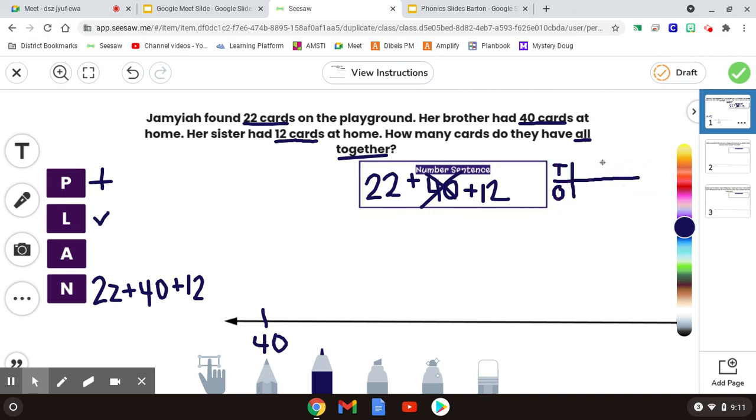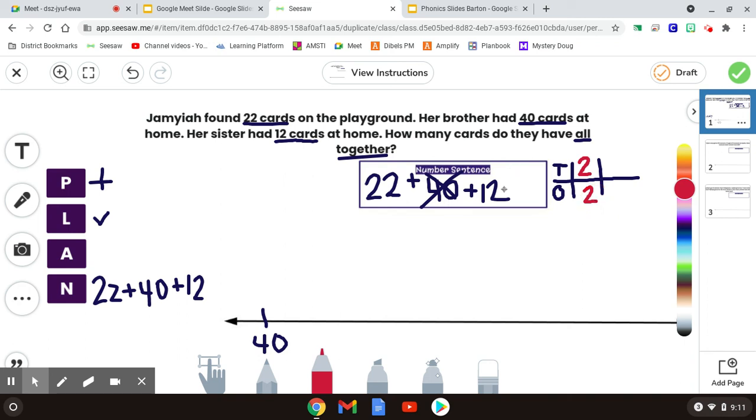Okay. So let's start with the number 22. How many tens are in the number 22? 2 groups of tens. Awesome. How many ones are in the number 22? 2 ones. There we go. All right, got that on there.